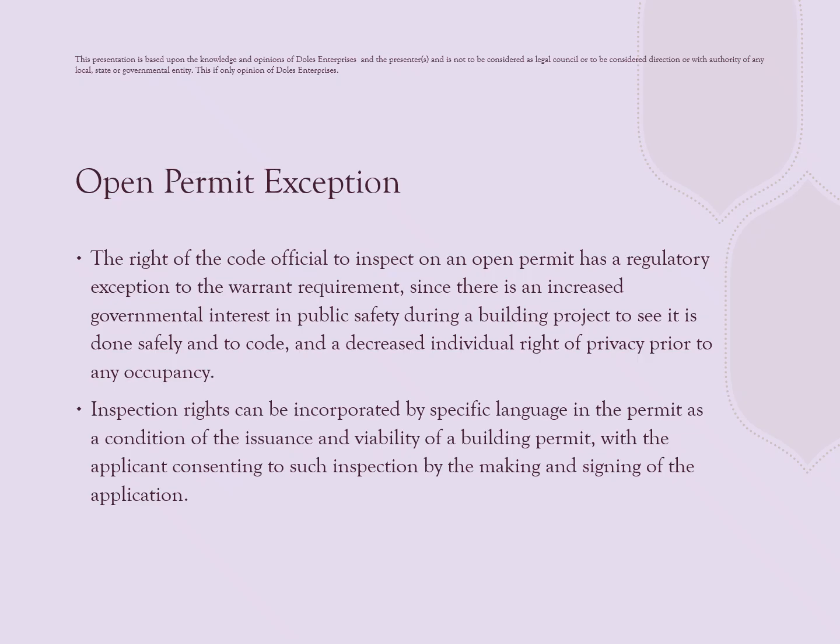The right of the code official to inspect on an open permit has a regulatory exception to the warrant requirement. Since there is an increased governmental interest in public safety during a building project to see it is being done safely and to code, and a decreased individual right of privacy prior to any occupancy. Inspection rights can be incorporated by specific language in the permit as a condition of the issuance and the viability of a building permit, with the applicant consenting to such inspection by making and signing the application.